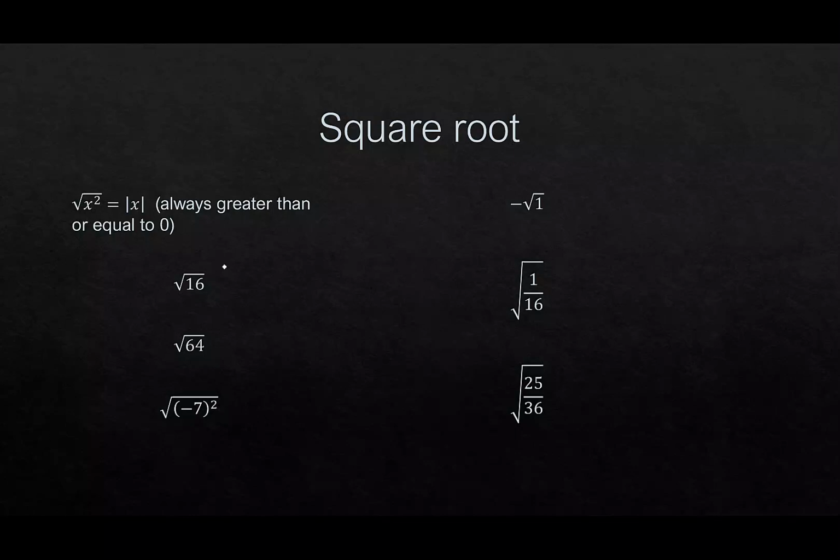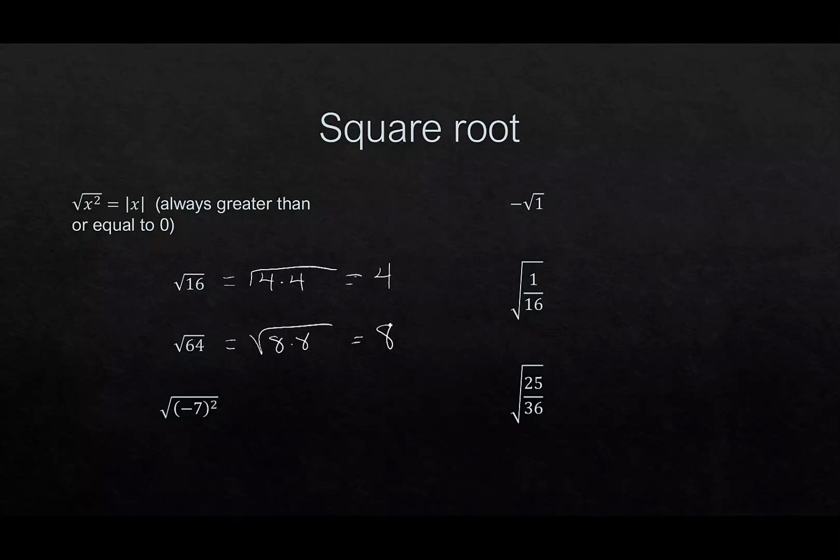The square root of 16, I'm going to write this the long way, that 16 is 4 times 4. Since I have a pair of 4s, I know the square root of 16 is just 4. 64 is the same thing as 8 times 8, so the square root of 64 is 8. This next one's kind of interesting.